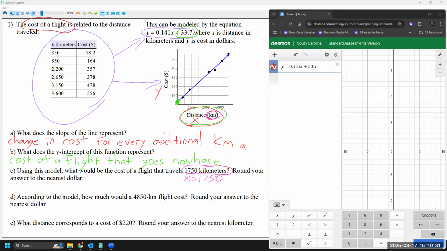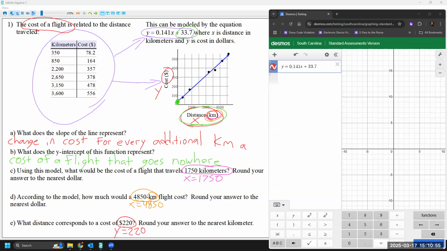Come down here, the next one. Right there. Oh, that's another X. X equals 4850. I know that because, again, kilometers is my X. And then if I come down to the last one, it gives me a number, but that's dollars. Ooh, that's a Y. Y equals 220.